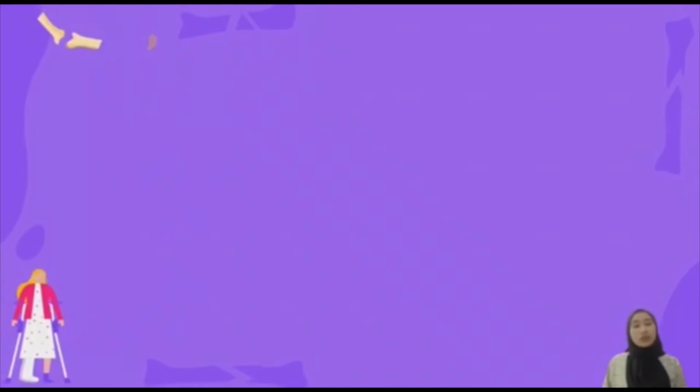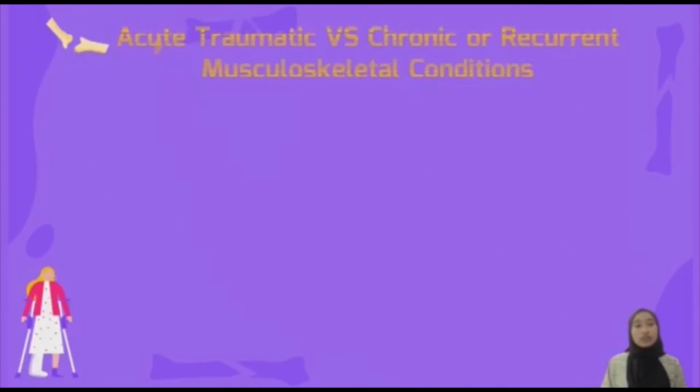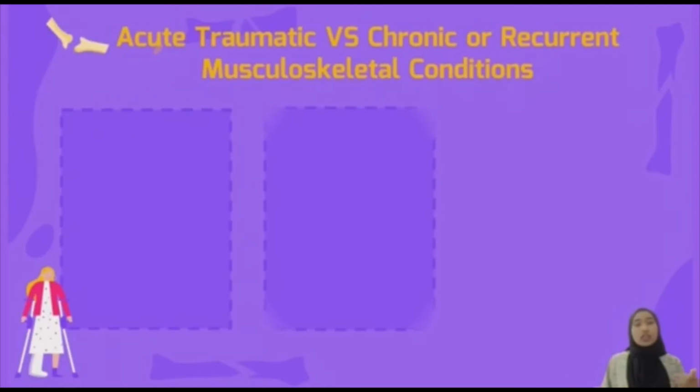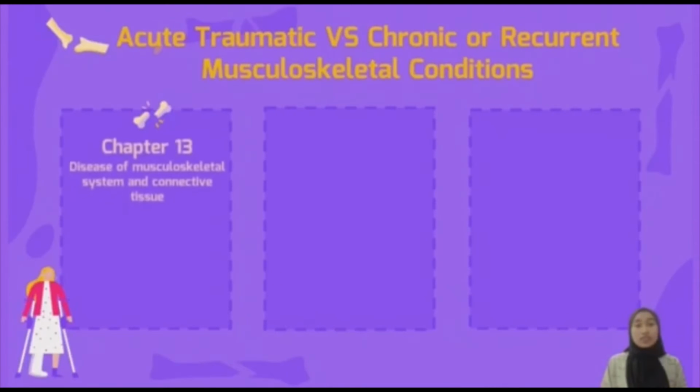So now, let's proceed to the second guideline, which is acute traumatic versus chronic or recurrent musculoskeletal conditions. In this case, three types of condition exist: acute traumatic, chronic, and recurrent conditions of the musculoskeletal system, and mostly these conditions result from a previous injury or trauma to a site, or are recurrent conditions. So, how do we code based on the condition?